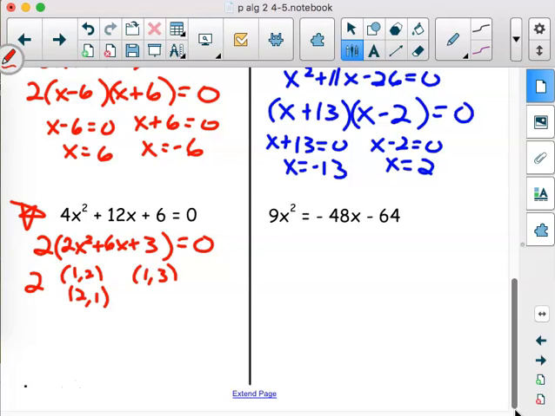2 and 1 and 1 and 3. 6 plus 1. Not going to give us 12, is it? So does the other one work? 3 plus 2. Uh-oh. So here's what we just found. We just found one that can't be factored.